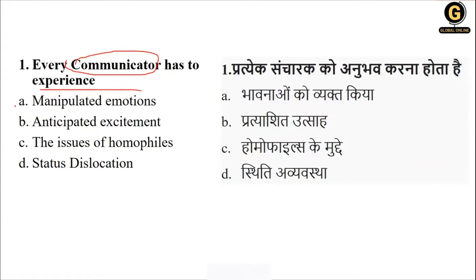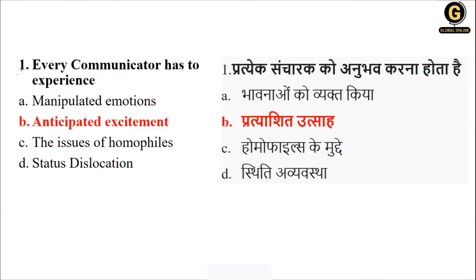So communicator will never manipulate the emotions. It's not possible. He will never do a status dislocation, which is a system, or a process. He would never go with an issue of homophiles because it will be consisting only of a community. But when we talk about anticipated excitement, yes, because that is a feeling due to happening of something. Like, for example, the feeling before your mock test series, which started right now, the feeling before your exam, the feeling before your display of results. So the correct option is option number B.